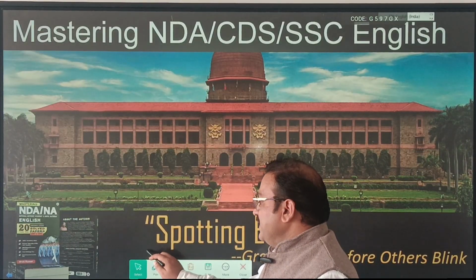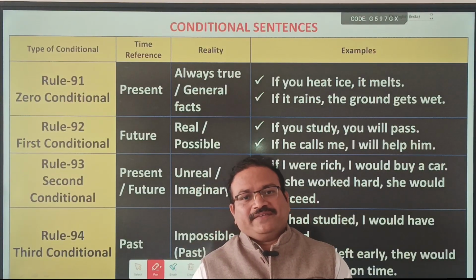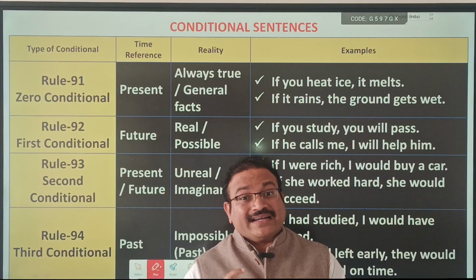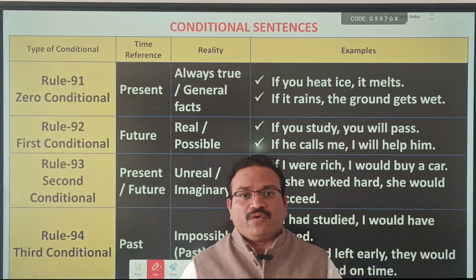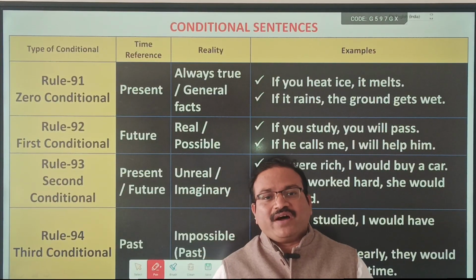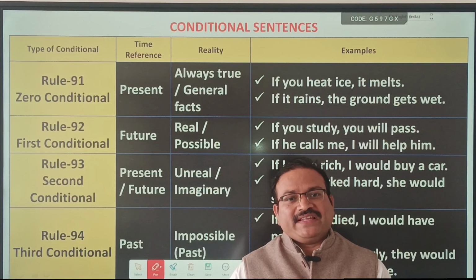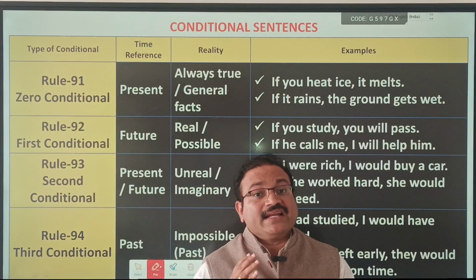Before I move ahead with this topic, let me tell you what is conditional sentence. A conditional sentence is a sentence with condition. There will be two parts of the sentence. First part will be if clause, conditional clause, and the second part of the sentence will be main clause. And this is the place where paper setters play trick. So let us understand first how many types of conditional sentences are there.